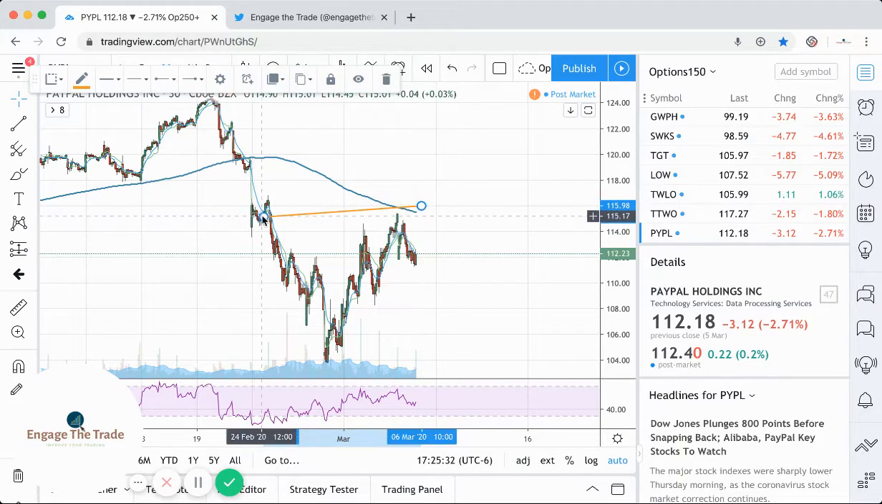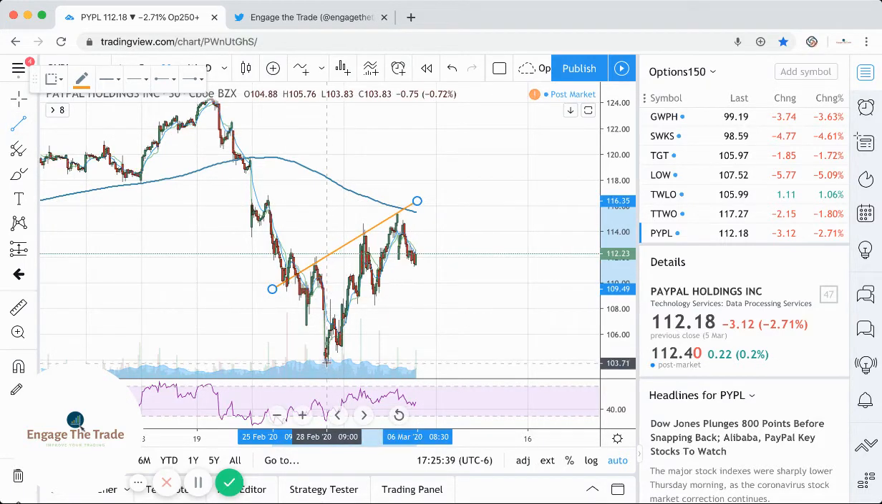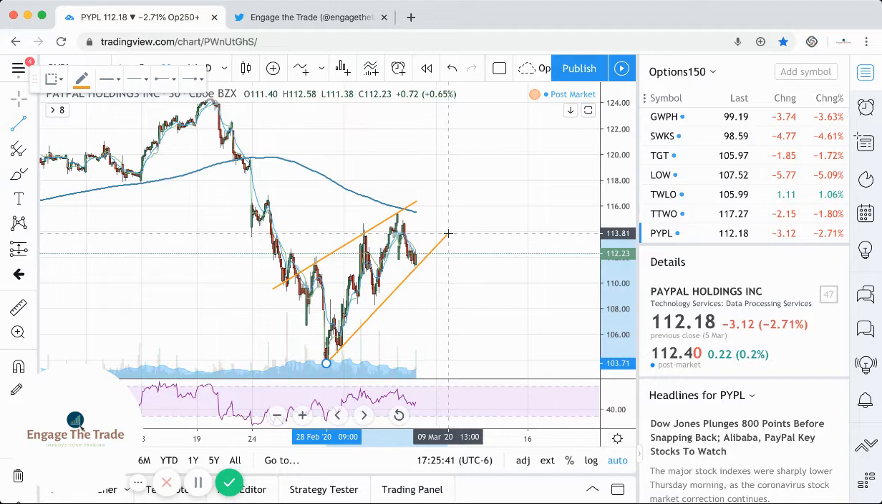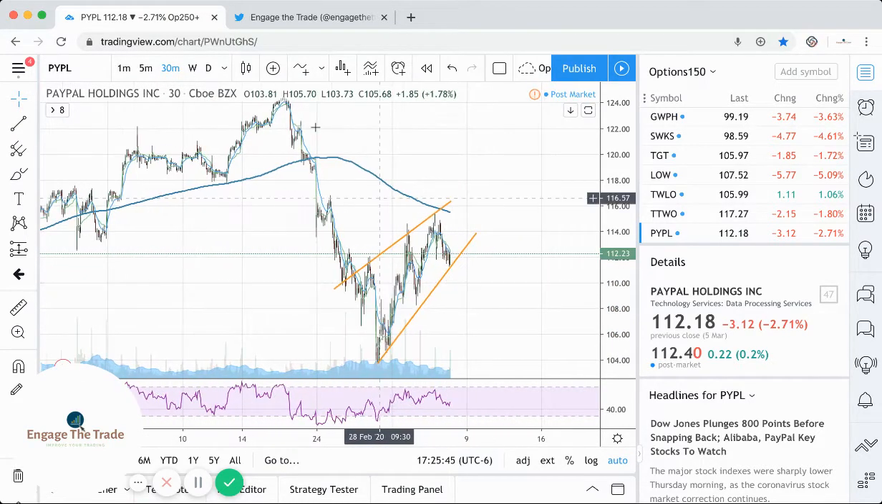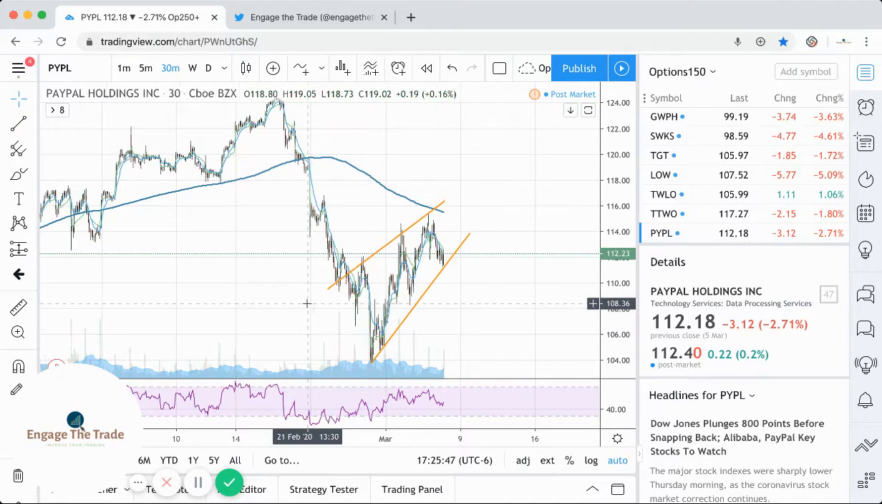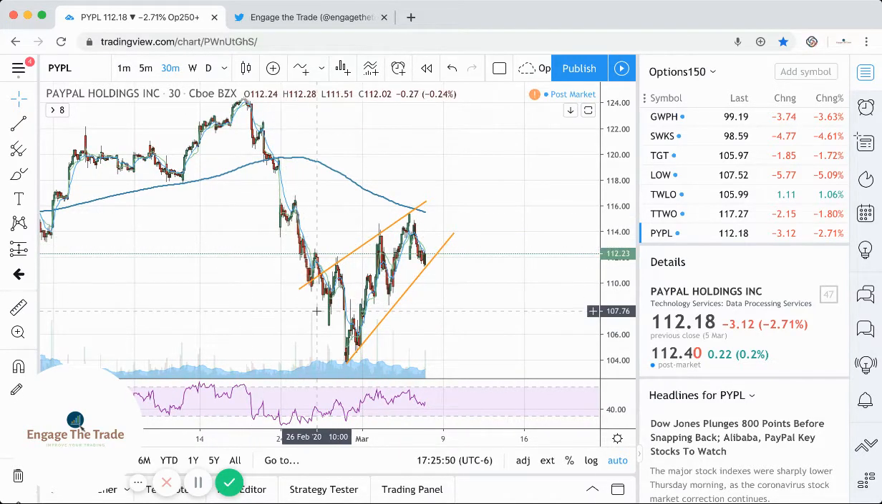I find these trend lines and try to draw them out and see what's happening. Harsh down a few days or a few weeks for PayPal, and now it's in this rising wedge, which is definitely a bearish signal if it breaks down out of that.